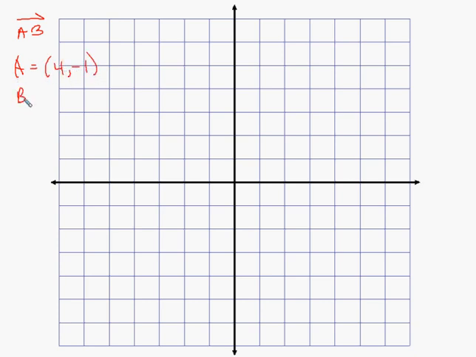And let's say point B is 6, 3. So 4, negative 1 is right here, and 6, 3 is right here. So this is the vector that I'm talking about. So what I can do is vector transport that and put it over here. You see what I did?